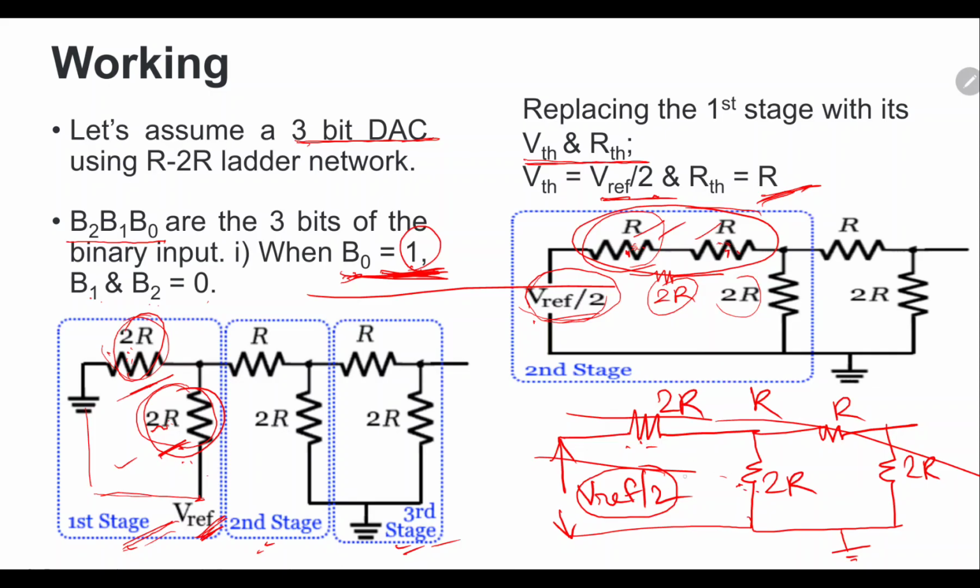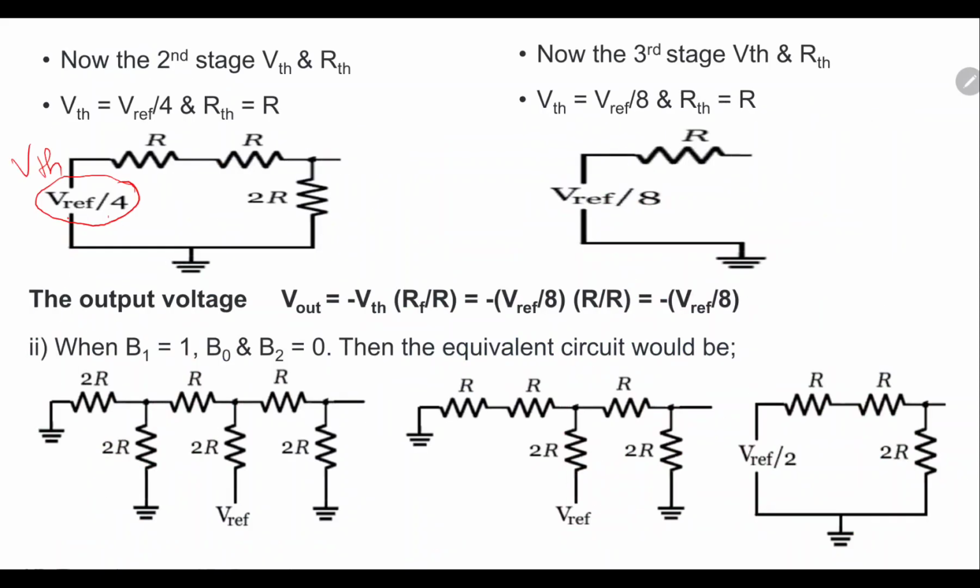So it will also be divided by 2, like the earlier case when you had V reference. That time the VTH value was V reference by 2. Why? Because this V reference was applied across both these 2R and 2R. They are the same, so the voltage will be divided the same way. So here also this V reference by 2 will be divided. That's why here again your RTH is R because of the combination of both 2R and 2R, and your VTH is V reference by 4.